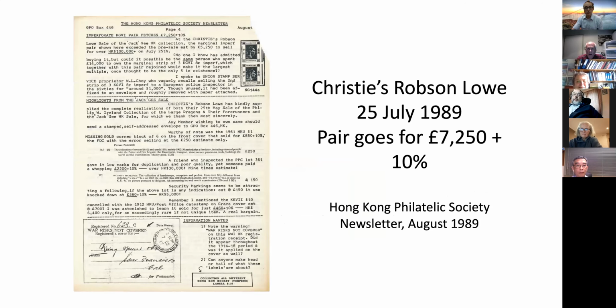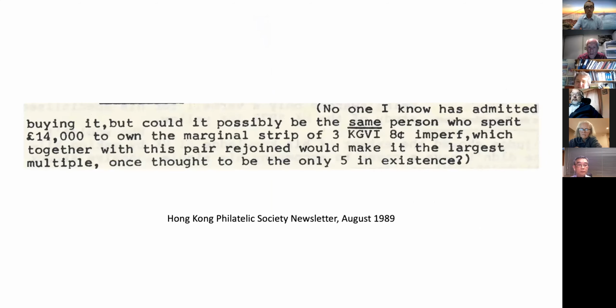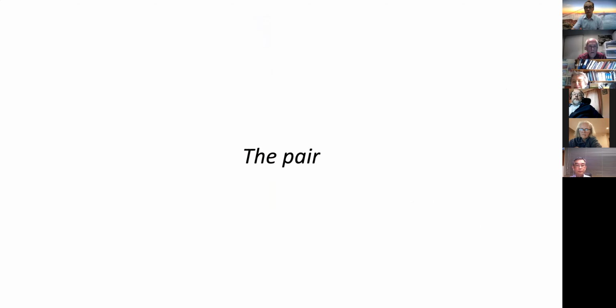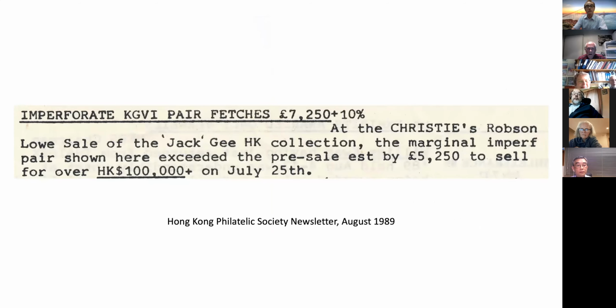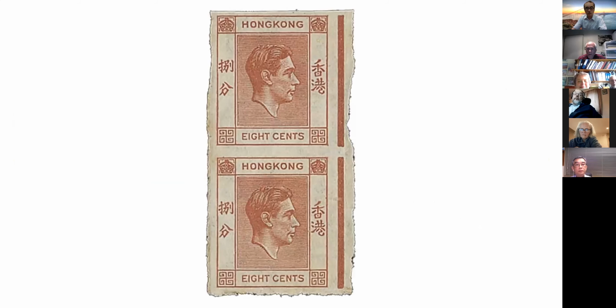Here's the pair. Again, this is something I've kept from the Hong Kong Philatelic Society, just talking about the pair there. The pair sold in 1989 for £7,250, which makes that 14,000. Sounds strange, doesn't it? Anyway, at the time that was over 100,000 Hong Kong dollars. It's a lot of money. There's the pair.